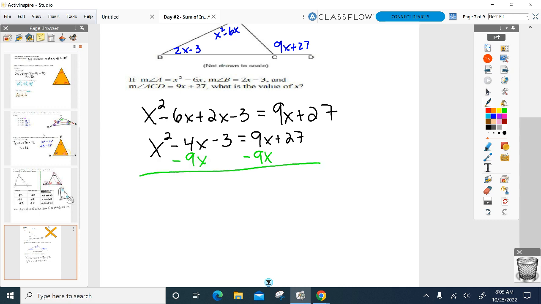Here we go. X squared minus 13x minus 3 equals 27. Still not equal to 0. How do I move the 27 over? Subtract it as well. Combine it with the negative 3.